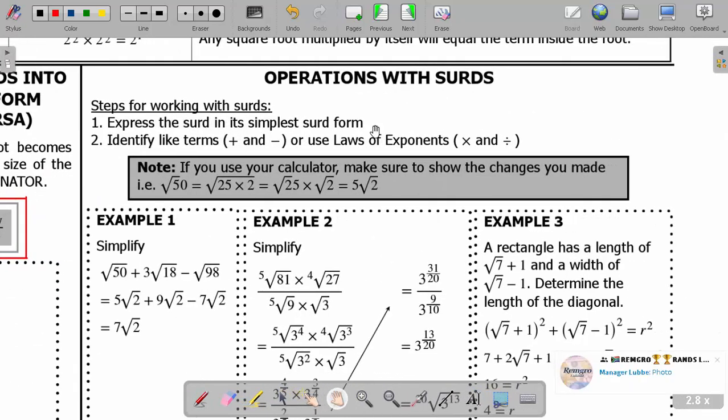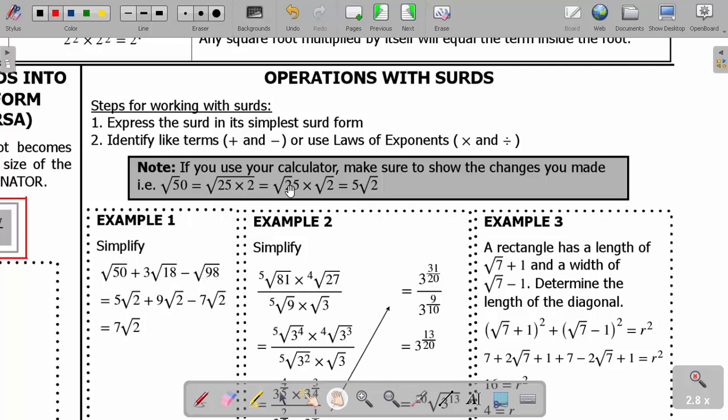Okay, now we have operations with surds. The steps for working out surds are the following. Number 1, express the surd in its simplest surd form, and then identify the like terms. Then you can add and subtract. Also use the laws of exponents where we have multiplication and division. Note, if you use your calculator, make sure to show the changes you made, say the square root of 50 is the same as the square root of 25 times 2.